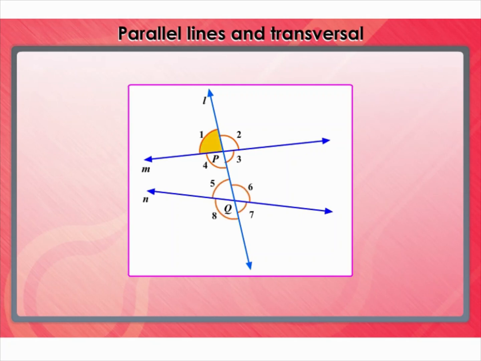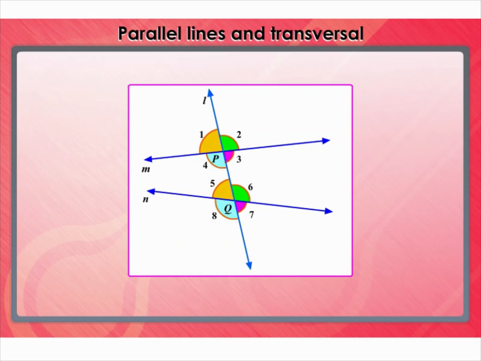Angles 1, 2, 7, and 8 are called exterior angles. Similarly, angles 3, 4, 5, and 6 are called interior angles. Apart from these angles, we also have pairs of angles that are formed when a transversal intersects the two lines. There are 4 pairs of corresponding angles: angle 1 and angle 5, angle 2 and angle 6, angle 4 and angle 8, and lastly, angle 3 and angle 7.